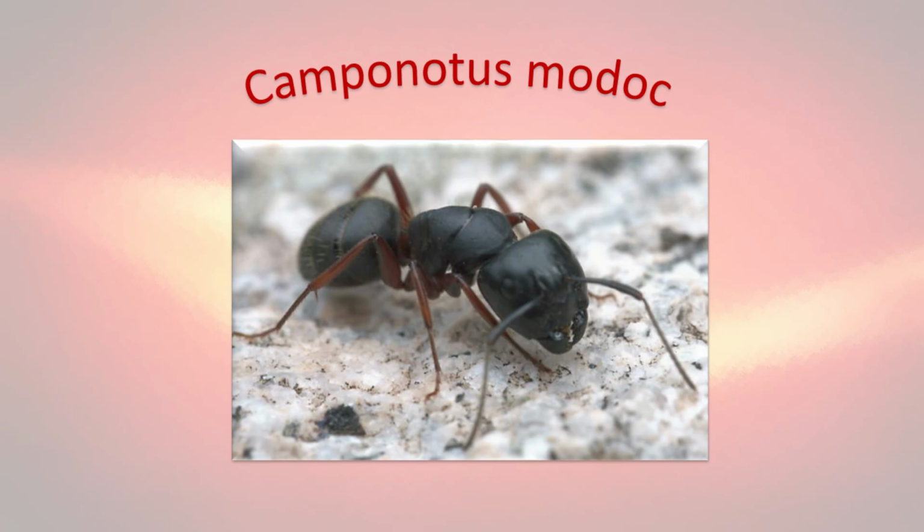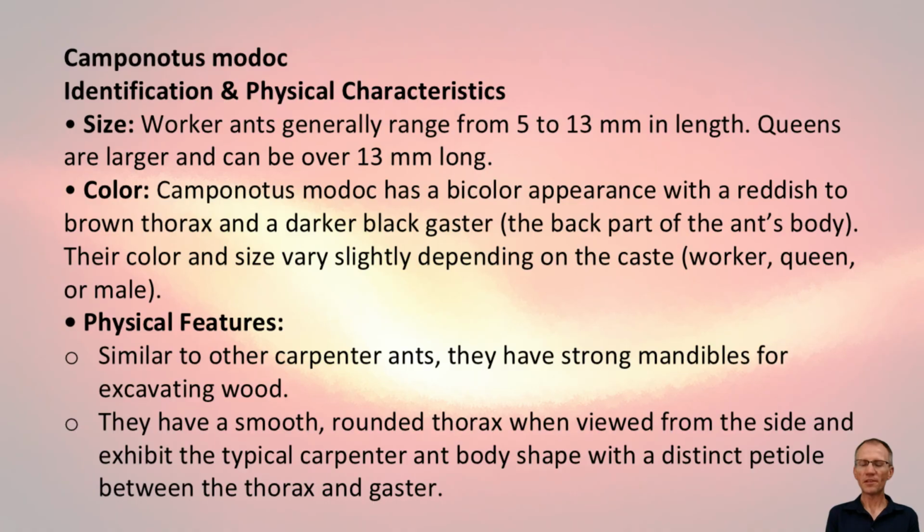Let's take a look at our next carpenter ant, Camponotus modoc. Camponotus modoc. Identification and physical characteristics. Size. Worker ants generally range from 5 to 13 millimeters in length. Queens are larger and can be over 13 millimeters long.